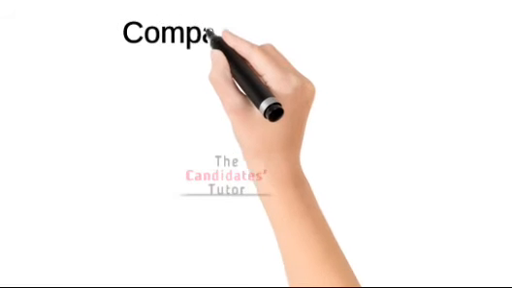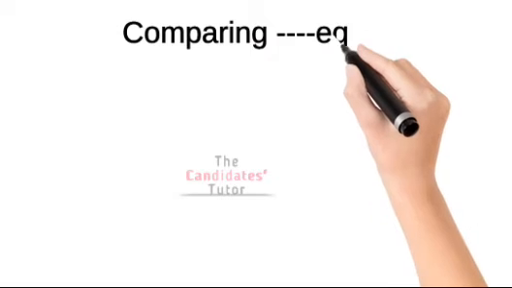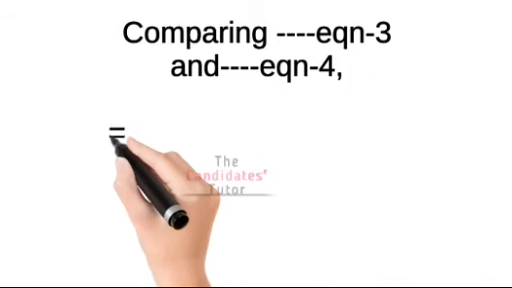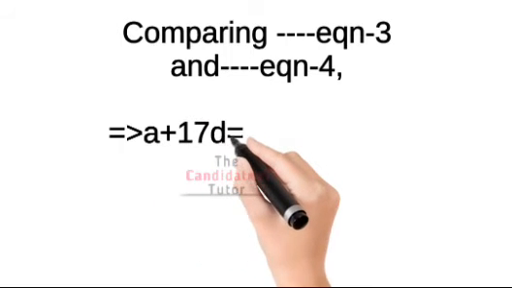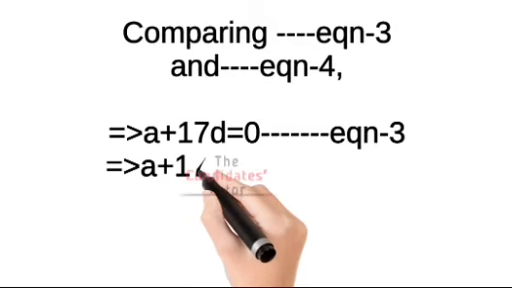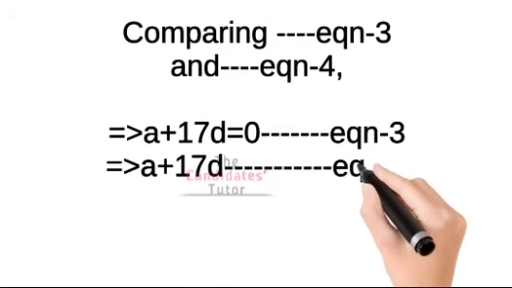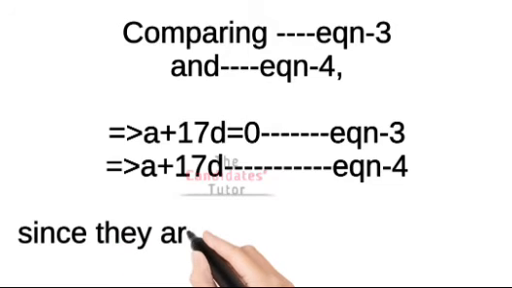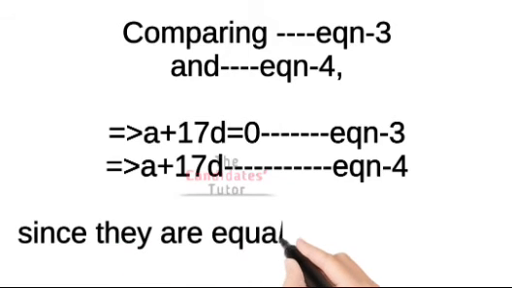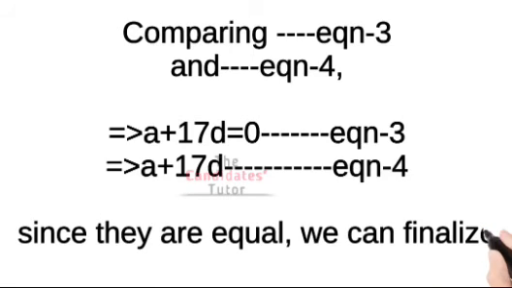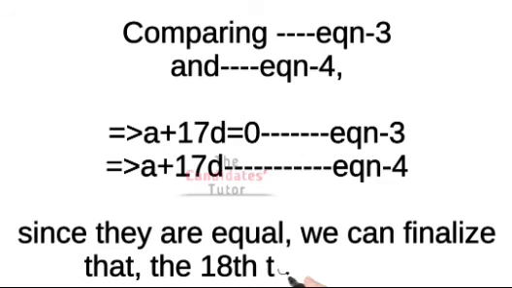The next thing we want to do is to compare equation 3 and equation 4. Equation 3 is a plus 17d, which is equal to 0, and equation 4 is also a plus 17d, and that's it. Since we see that the 18th term and equation 3 are the same, we can then conclude that the 18th term is actually going to be 0.